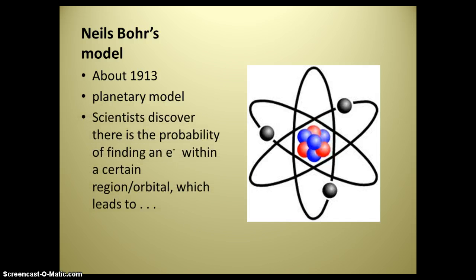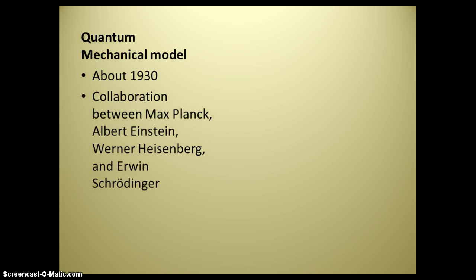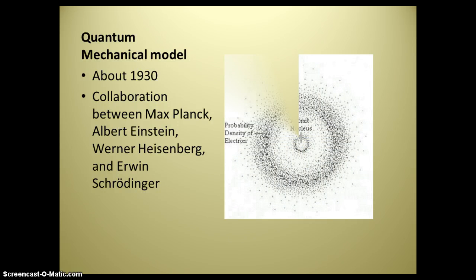So this model lasted for a while, and then scientists discovered that there's actually a probability of finding an electron within a certain region or orbital, that they're not actually following a track similar to a planet, just that you have a chance of finding it in a general area, which is the quantum mechanical model. And this was about 1930, and it was a collaboration between Max Planck, Albert Einstein, Werner Heisenberg, and Erwin Schrödinger. And they were all physicists, so they used a little bit of physics to come up with this model.